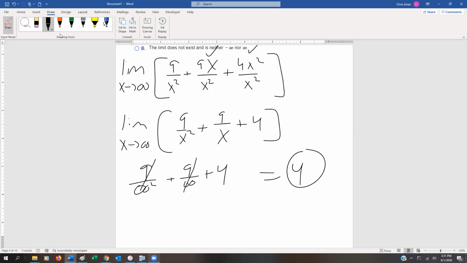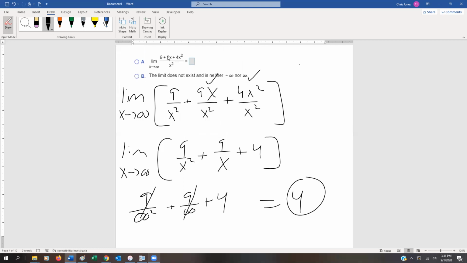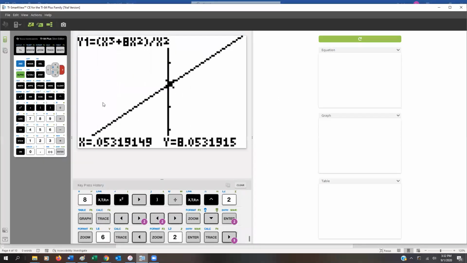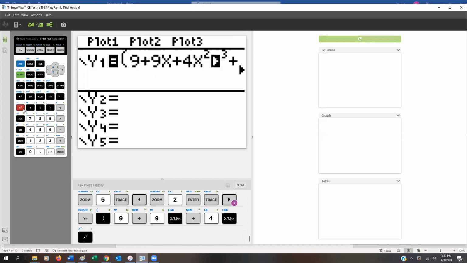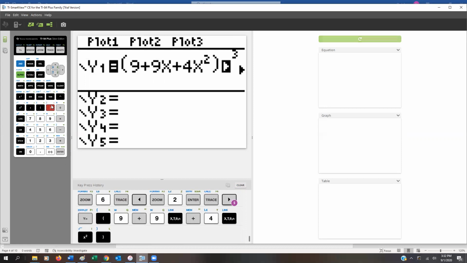And of course, if you don't trust me or trust my logic, couldn't you also throw this expression into your graphing calculator and see what happens for the long-term behavior of x? In fact, let's do that since it's our first time doing this. So I'm going to go y equals, parenthesis 9 plus 9x plus 4x squared, and we're going to divide that by x squared.